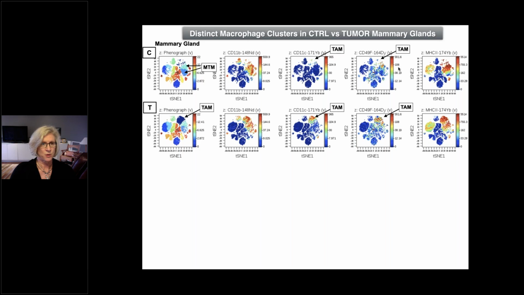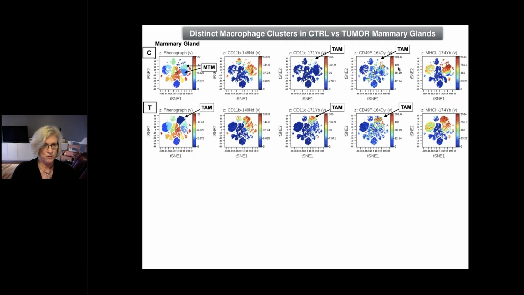So on this slide, I'm showing T-SNE plots, which most of you will probably be familiar with, a dimensionality reduction technique for high parameter data. And we also use phenograph clustering to give us an unbiased view of the cell subsets in the control mammary gland on the top versus the tumor mammary glands on the bottom. And what really stood out initially was that there are CD11b positive cells in both cases, but they had very different phenotypes and clustered differently in the T-SNE space.